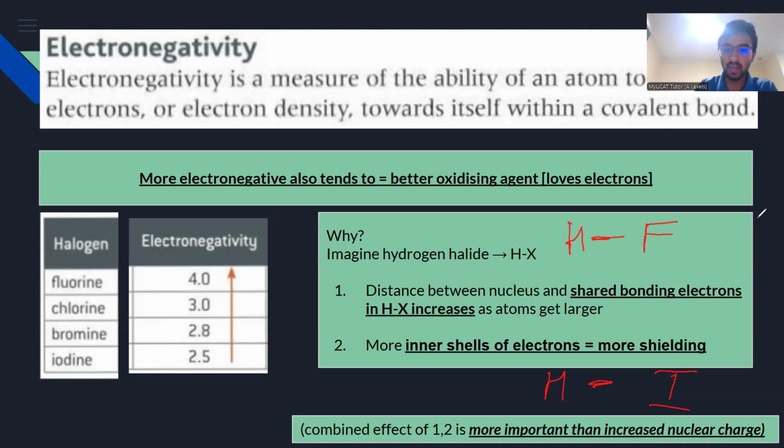So if we keep that in mind, and we think about the fact that these elements at the top, fluorine and chlorine, are more electronegative, do you think it's going to be easier for them to be an oxidizing agent, or do you think it's going to be harder? If something is more electronegative, do we think it's going to be easier for it to be an oxidizing agent, or harder? To start with, maybe have a think: what do we mean by oxidizing agent?